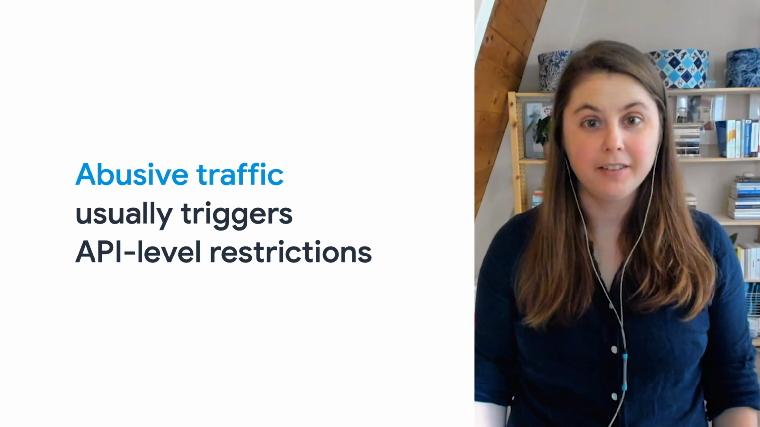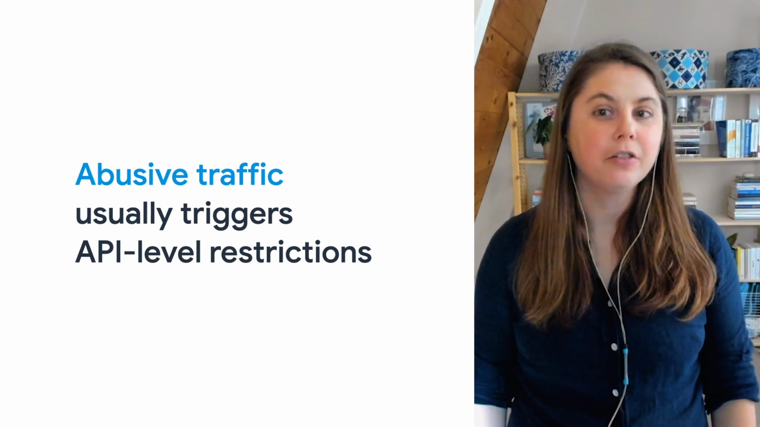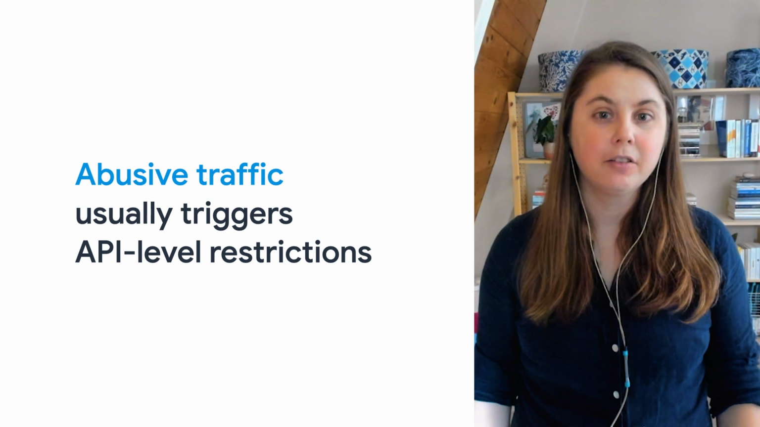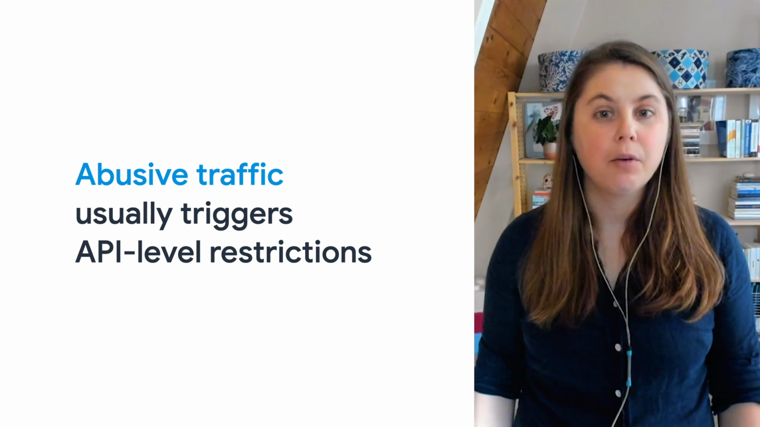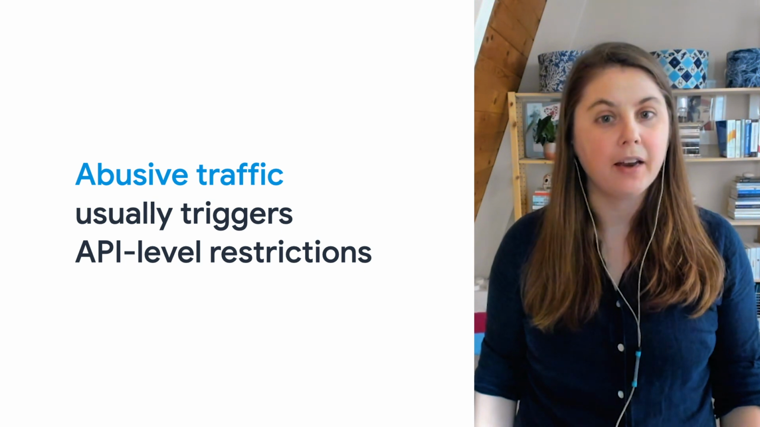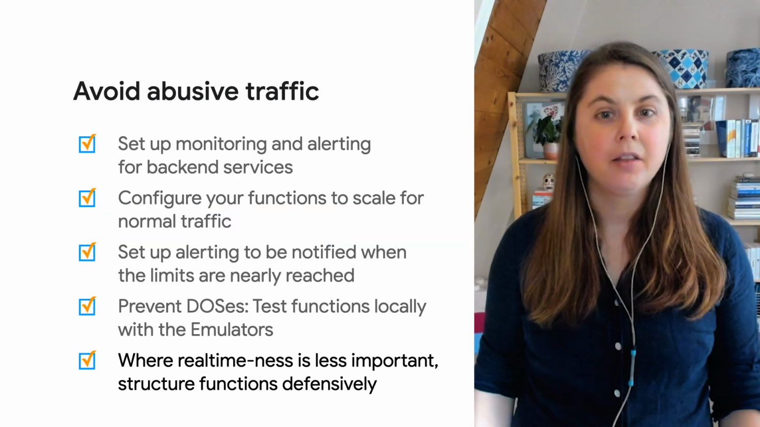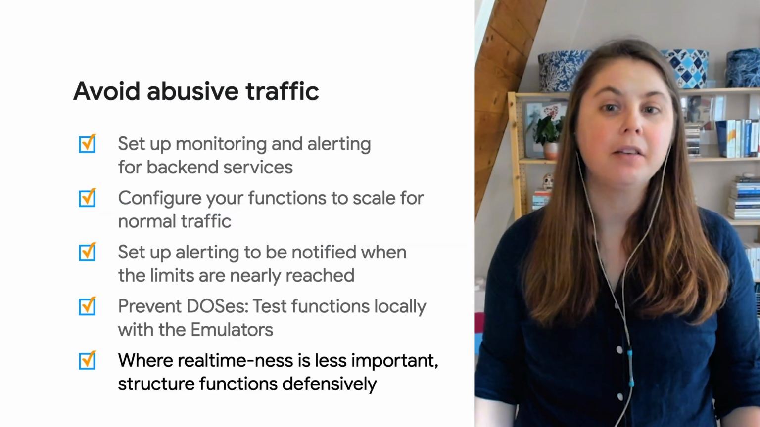That's great advice. Returning to malicious actors, if you're really being DDoSed, traffic will generally trigger an API level restriction that will block a lot of the traffic before it's added to the quota for your app. The structure of your functions can also be defensive.